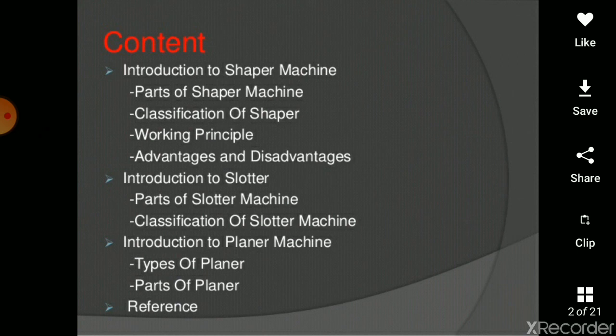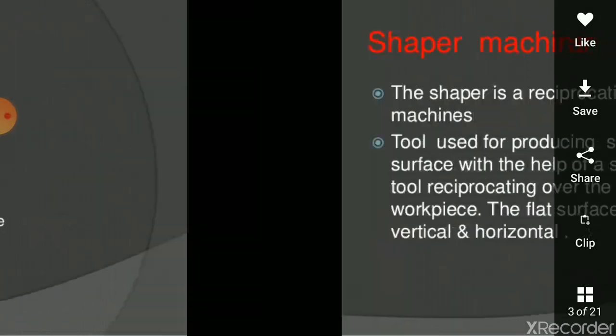Content of this lecture is introduction to shaper machine, in which parts of shaper machine, classification, working principle, advantages and disadvantages are covered. Then introduction to slotter, in which parts of slotter machine and classification are covered, and then introduction to planer machine, in which types and parts are covered.